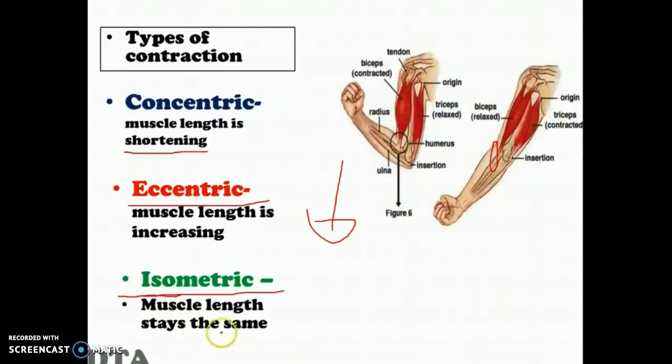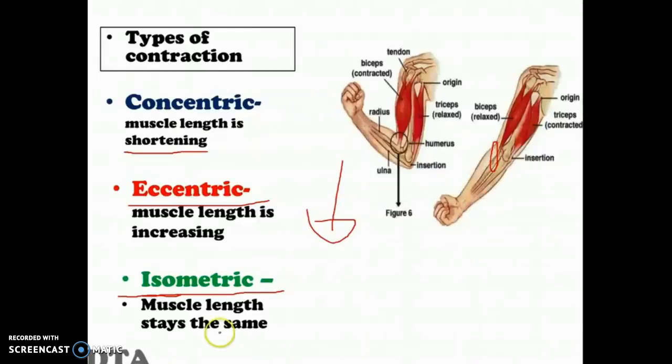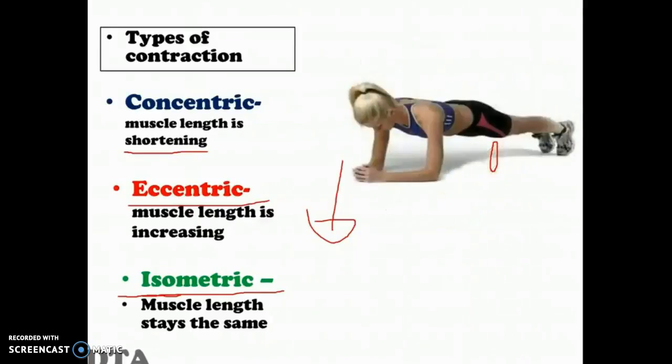This one is known as an isometric contraction. The muscle length is going to stay the same. Can you think of an example where the muscle length stays the same and there's no actual movement? A sporting example, probably one of the easiest I could think of, is the plank.